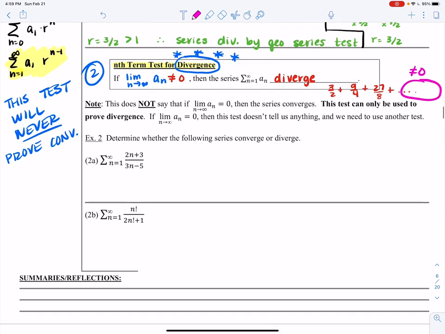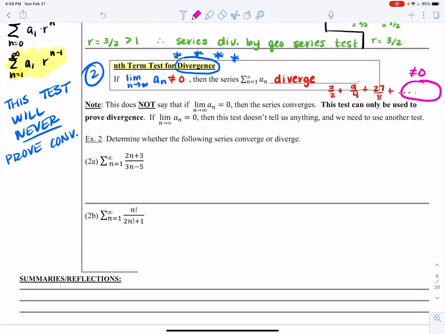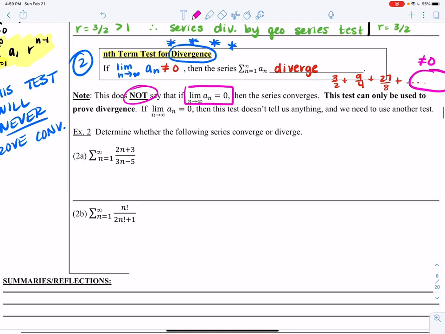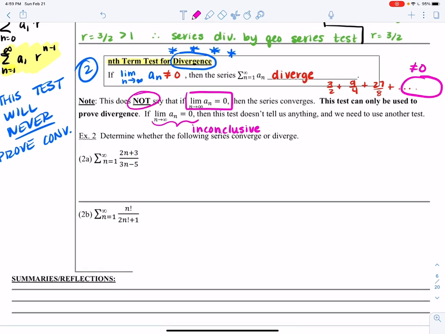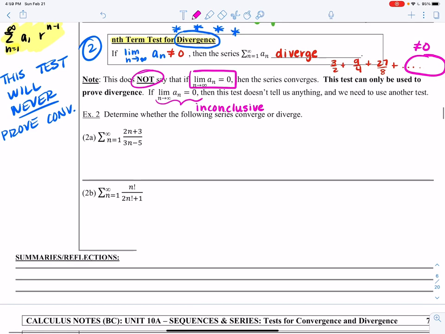Now, some important things to know. What if you do this test and you do get 0? You cannot say the series converges. Getting 0 is actually inconclusive. So if you get a limit that's equal to 0, this test is inconclusive. You might want to highlight that. Okay? So how do I use this test? Remember, this test can only be used for divergence.